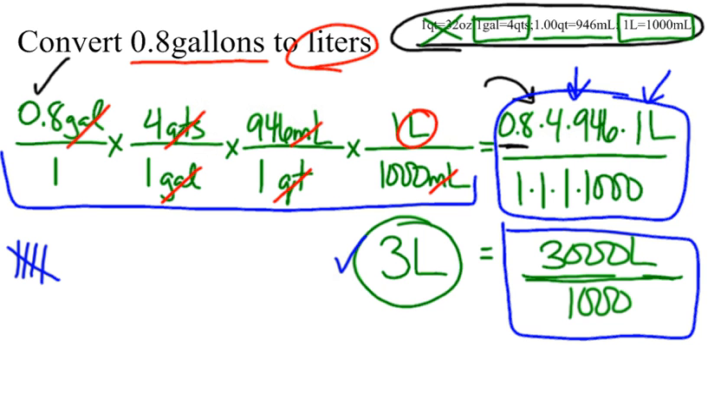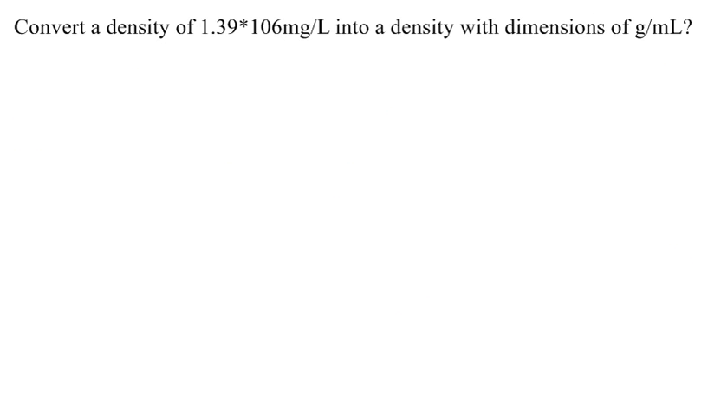All right? So let's go ahead and do one more problem. Convert a density of 1.39 times 10 to the 6th. Okay, so this is a little typo. It should be to the 6th, as an exponent. Milligrams per liter into a density with dimensions of grams per milliliter.